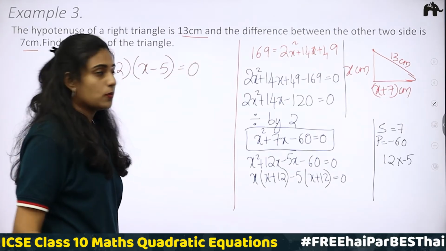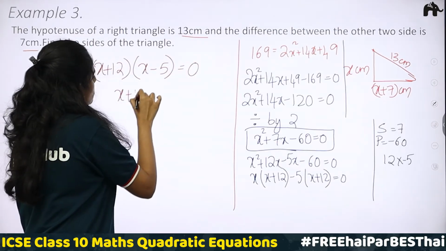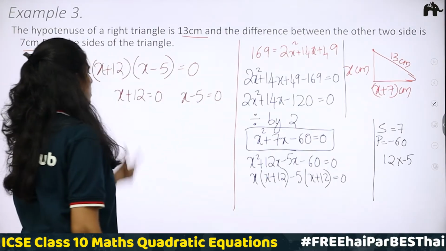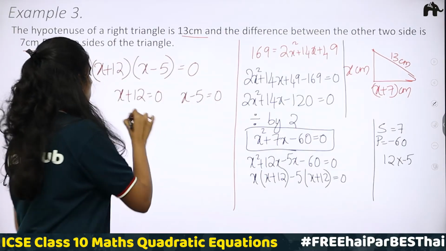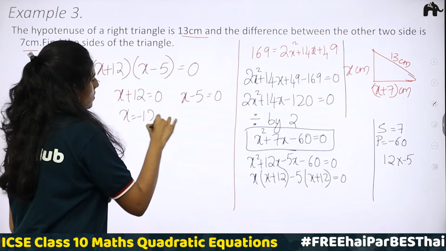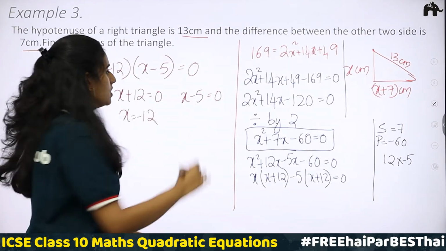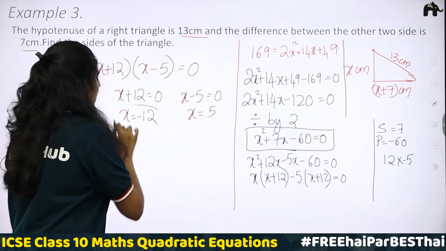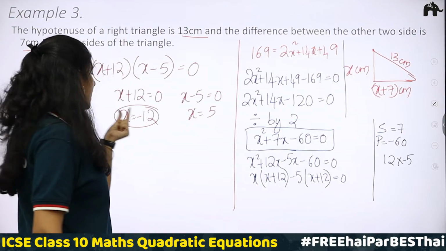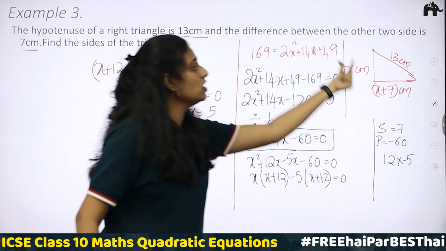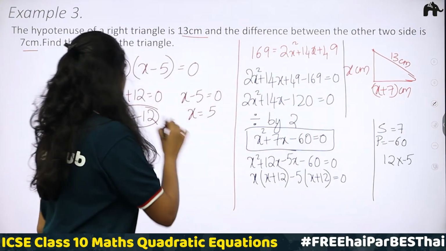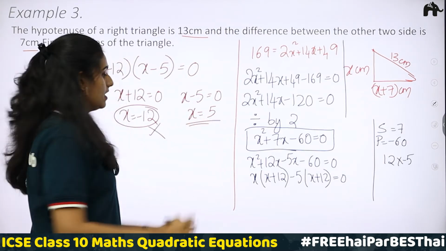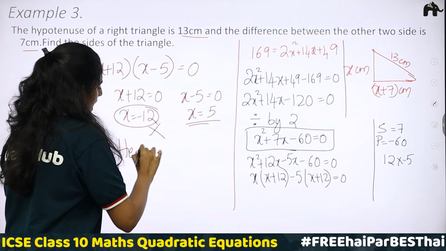Now applying the zero product rule, either x plus 12 is equal to 0 or x minus 5 is equal to 0. x plus 12 is equal to 0, then x is equal to minus 12. x minus 5 is equal to 0, then x is equal to 5. Okay, this is a negative value. The side x is the height of the right triangle, which cannot be negative. Neglect this value. The possible value of x is 5, which means here we have taken height as the first side.